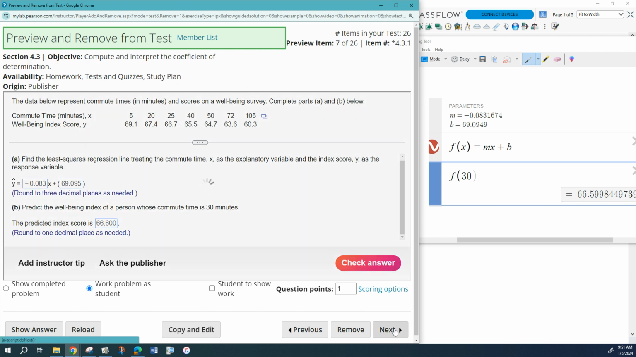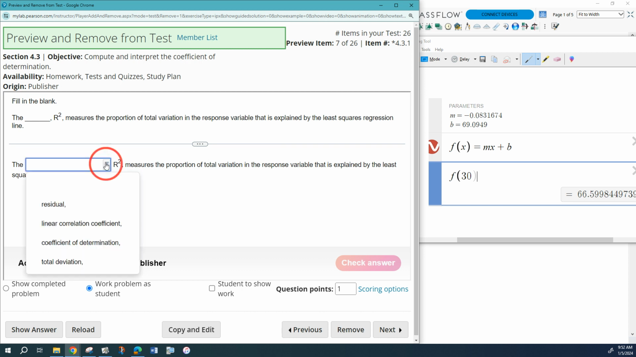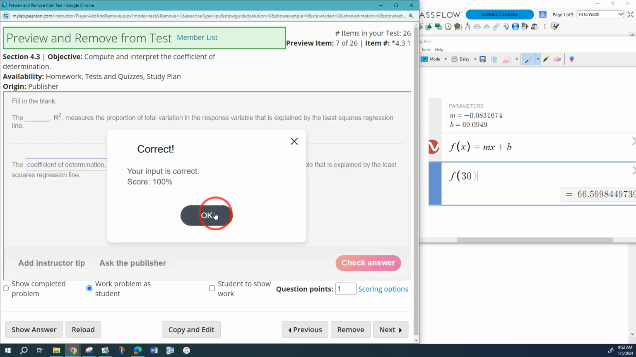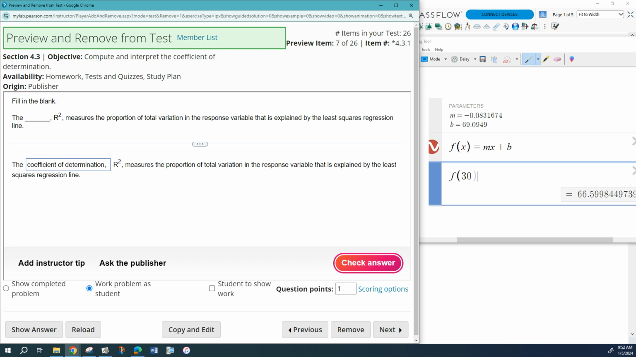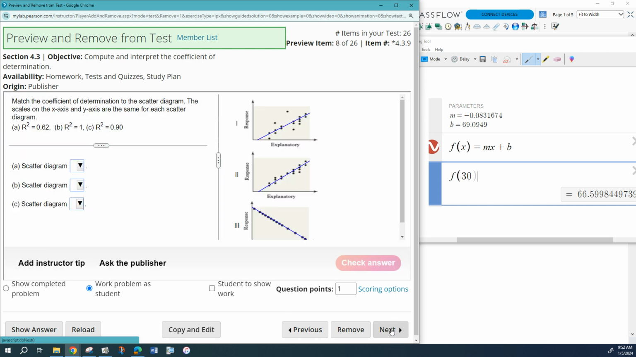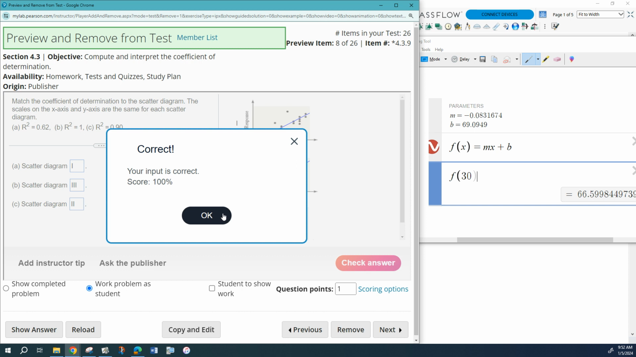All right, next. What is this? R squared is what? Coefficient of determination, freebie. Which one of these is going to be the R squared of 0.62? I got 0.62, 1, and 0.9. Which is the top one going to be? 0.62. So that's going to be A, right? Yeah, 1. Second one, 1 is going to be which one? 3. Good, which means that one is 2. Easy.